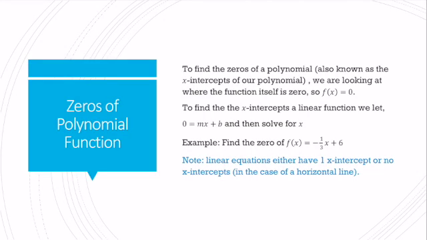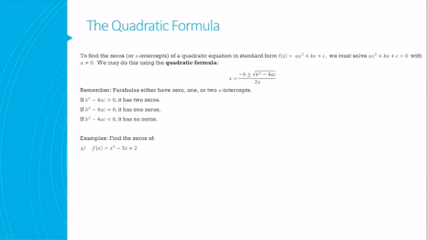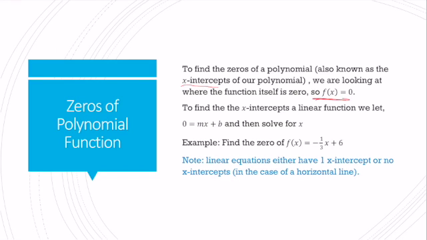So to find zeros of a polynomial, we also call that finding the x-intercepts of our polynomial. But what we're going to want to do is set our polynomial equal to 0. So in order to find the x-intercept of a linear function, we're going to let y equals 0 or f of x equals 0, and then we solve for x.